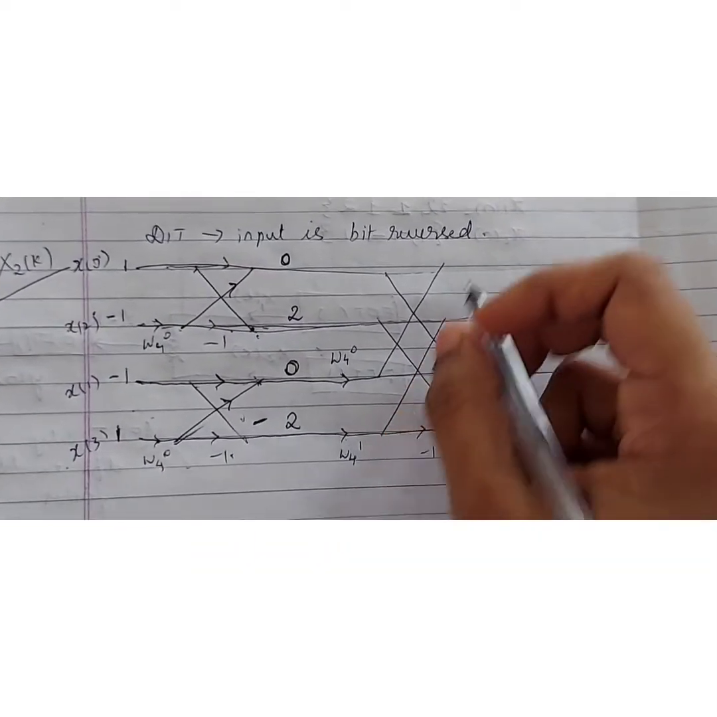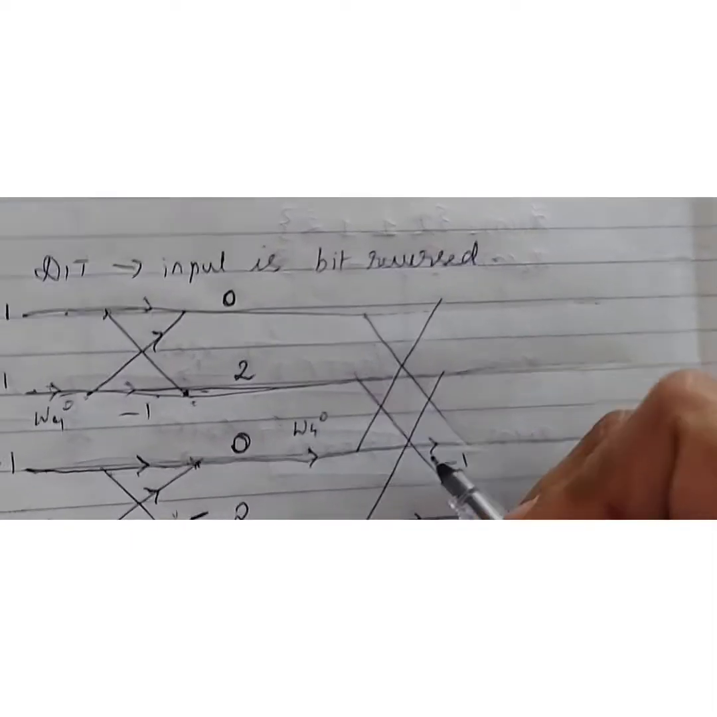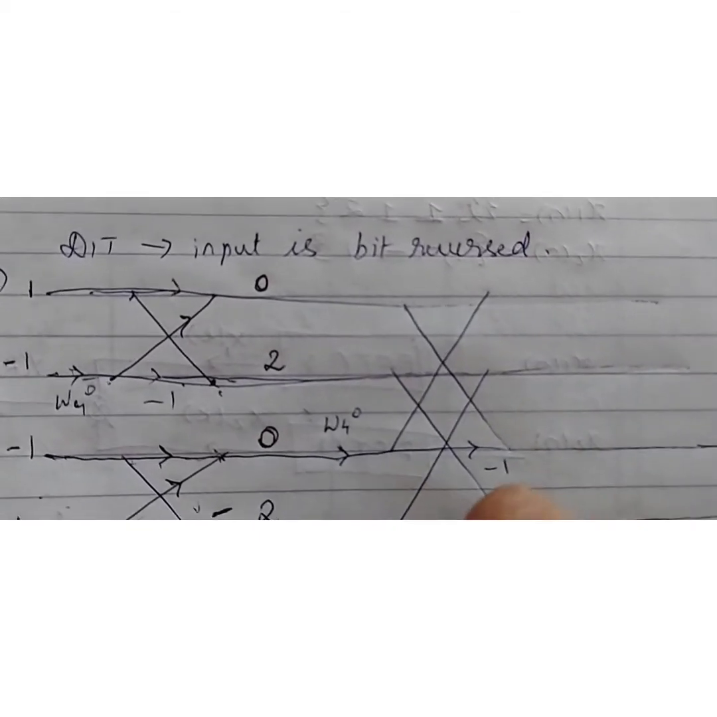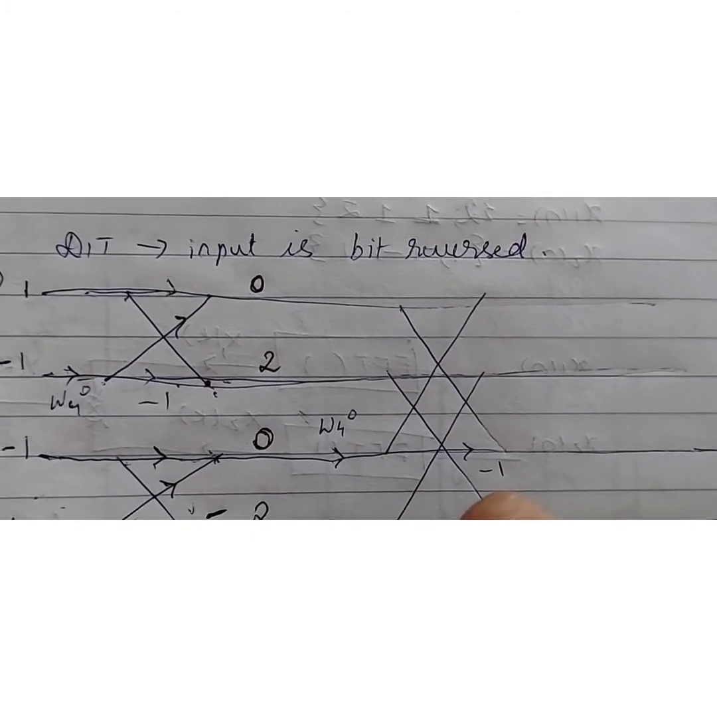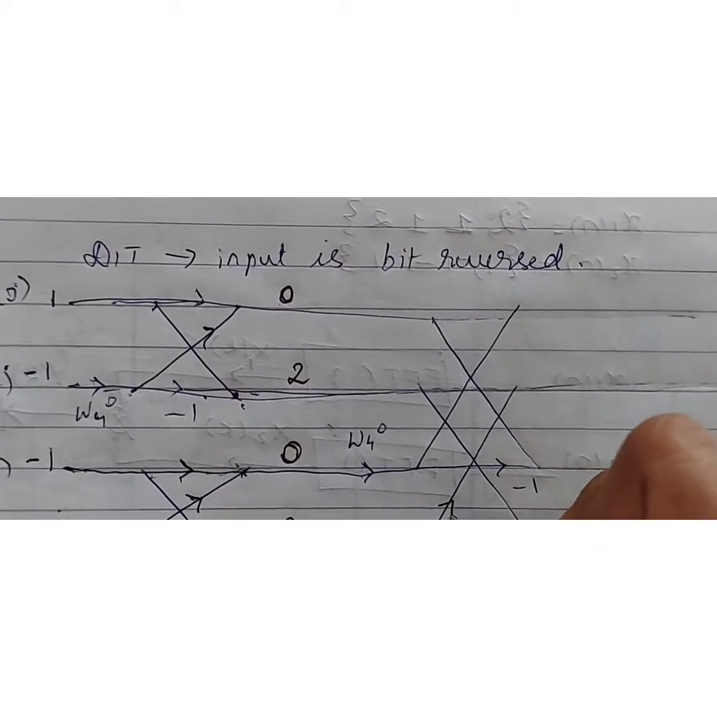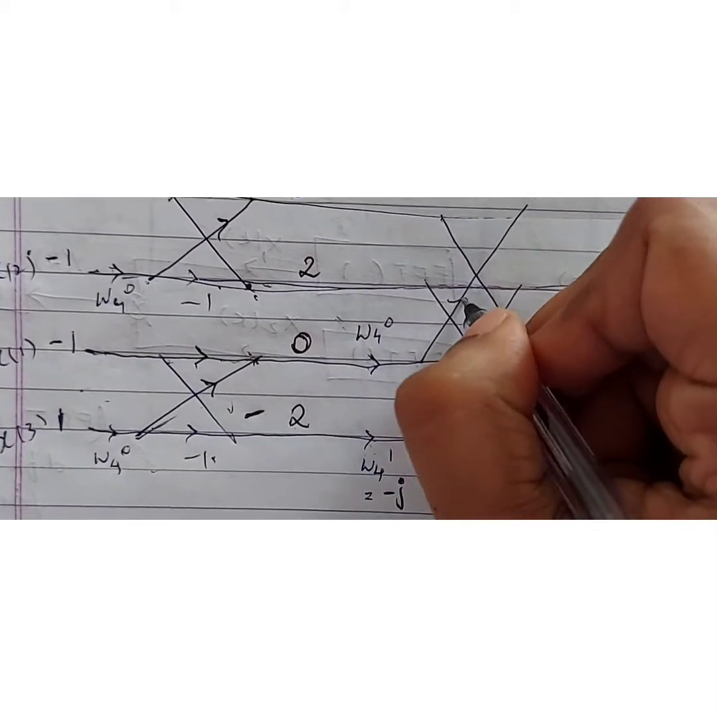Now the fourth stage, the 4-point stage, W4 power 1, you know, is minus j. So keep this with you. Draw the arrow marks.